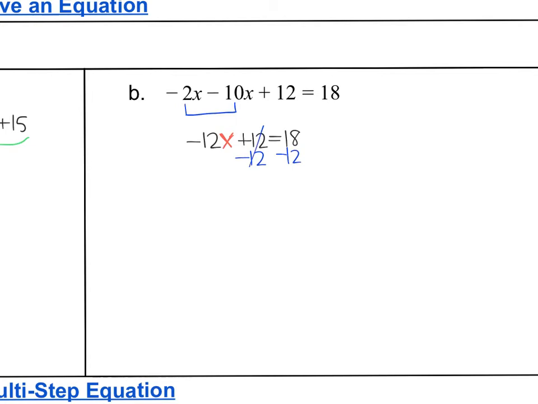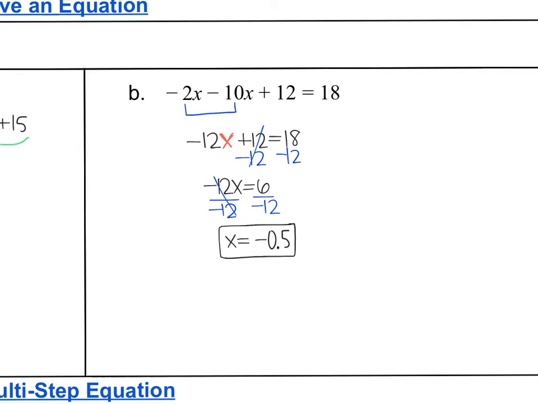It'll cancel on the left side. And I'll have negative 12x equals 6. Then I'll divide by that negative 12 on both sides. You actually will get a decimal here. 6 divided by negative 12 is negative 1/2 if you reduce it, or if you prefer, negative 0.5.